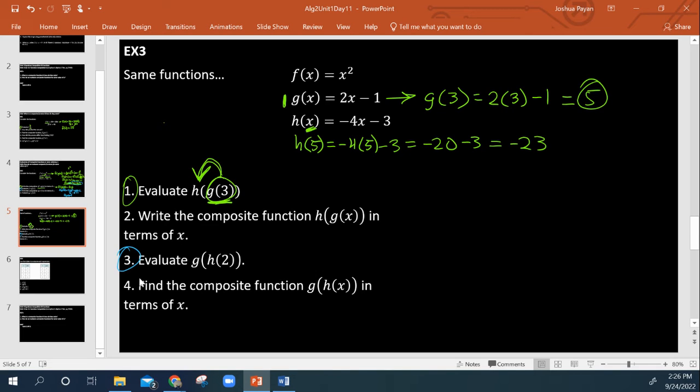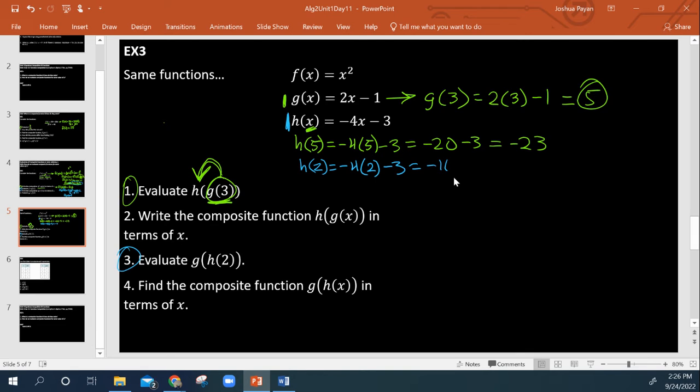Okay, so g of h of 2. We could follow the same idea as previously. I'm going to calculate, what is h of 2 now? Here's h of x: negative 4 times x minus 3, because I'm replacing every instance of x with that 2 inside of h. That's going to give me negative 8 minus 3, so negative 11, right?